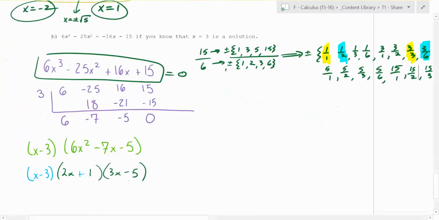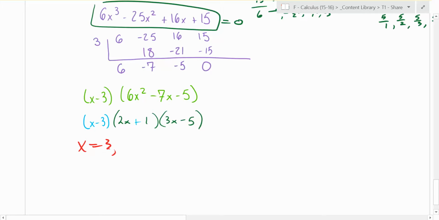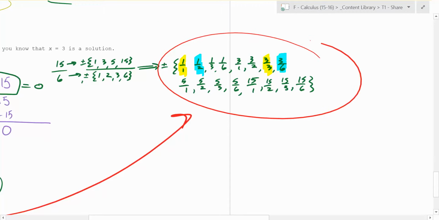What were the zeros here? Look at here. What are the zeros? X equals 3. What about here? Negative what? And 5/3. Are all of those in that list? Yeah, here's the thing. It's plus or minus all of these. So how many potential rational zeros are in there? Let's see. 1, 2, 3, 4, 5, 6, 7, 8, 9, 10, 11, 12, 13, 14. Times 2 is 28.